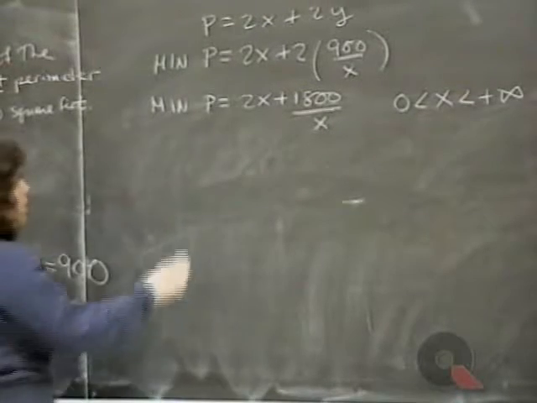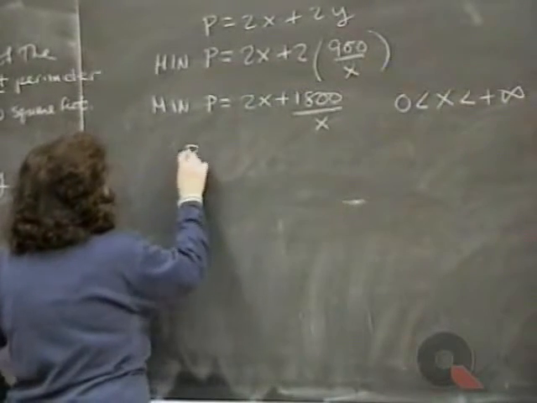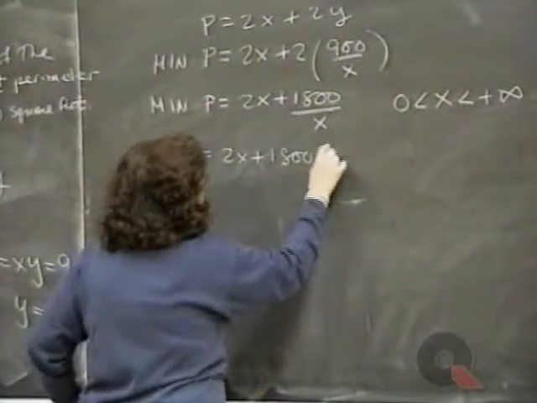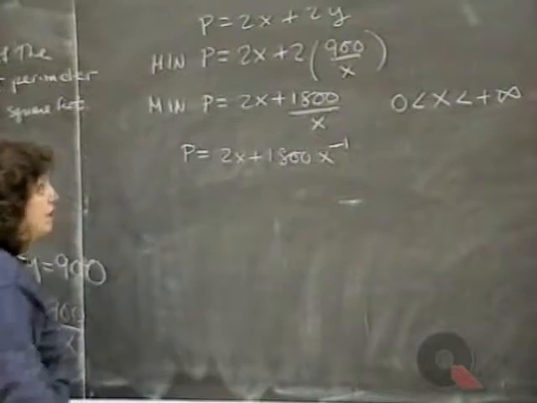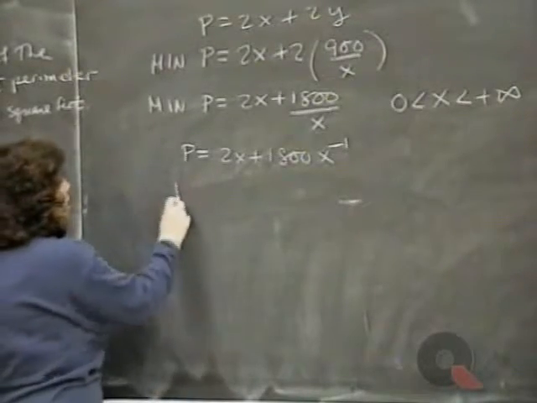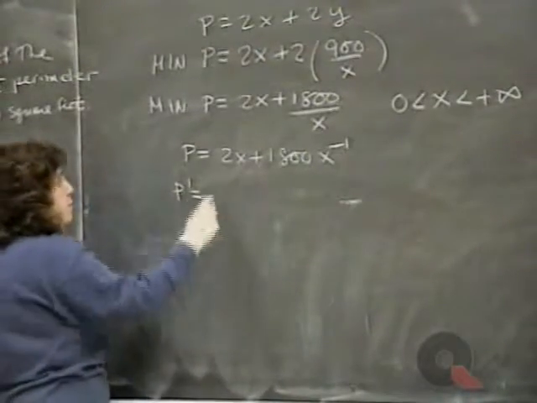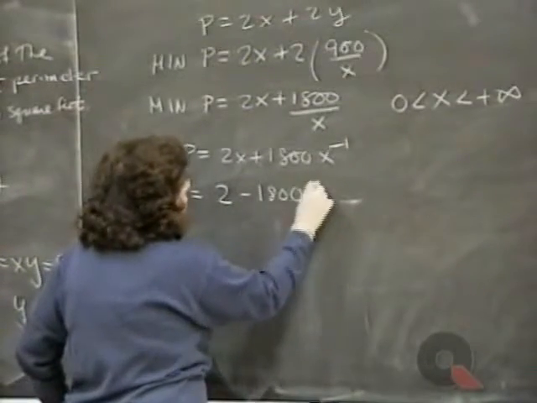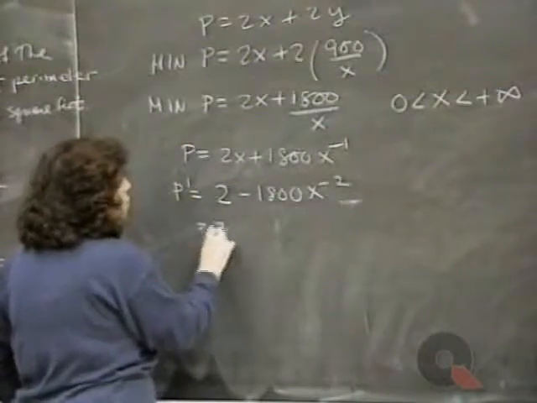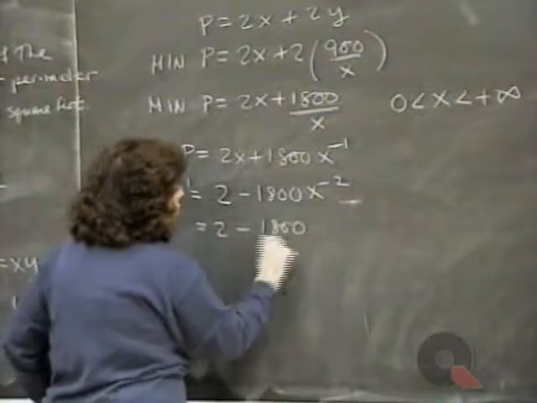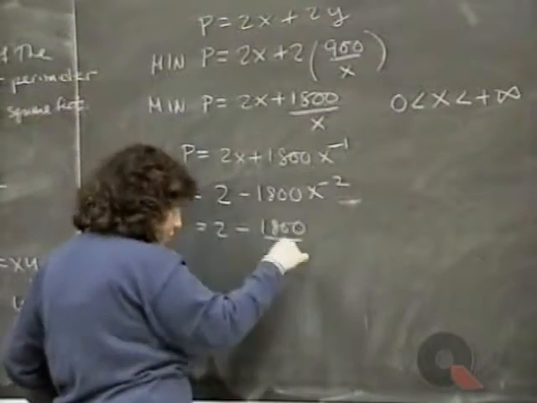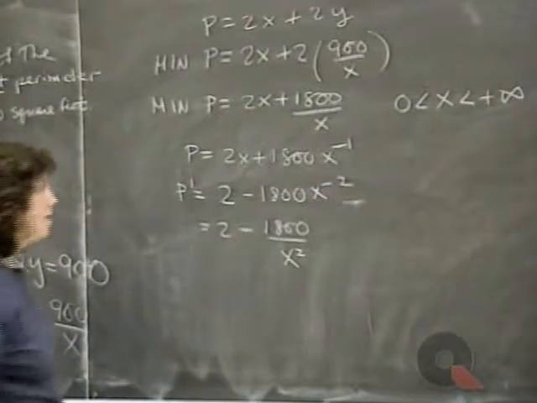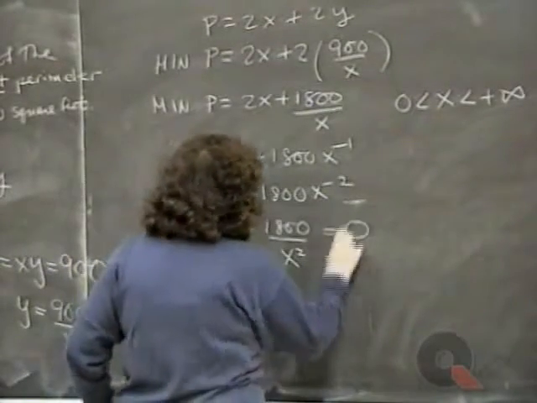Okay, so let's see what we can do. I want to get the derivative, so let me rewrite this as 2x plus 1800 x to the minus 1. You could use the quotient rule, but I find this a little easier. The derivative of 2x with respect to x is 2, minus 1800 x to the minus 2, or 2 minus 1800 over x squared. X to the minus 2, the x goes down to the second power. The 1800 stays up. And I can set this equal to 0.